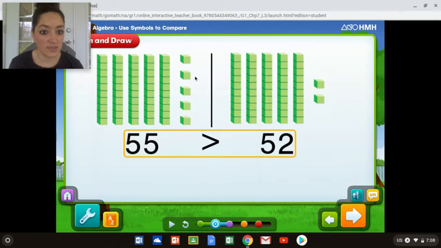So now we can see that there's more ones in this number, in 55, than there are in 52. So we know that we now made our number greater than, and you could see it is now opened towards the 55. So we would read it as 55 is greater than 52.